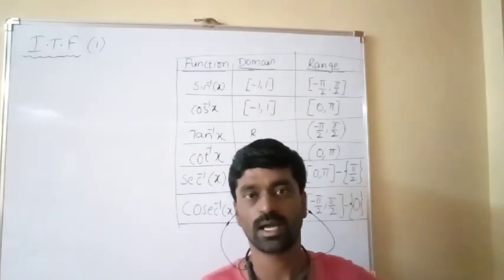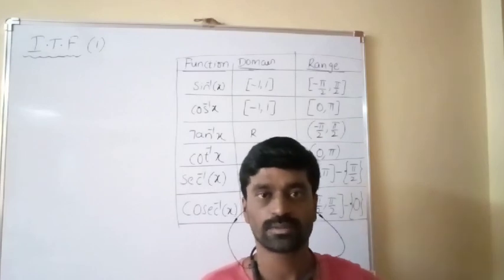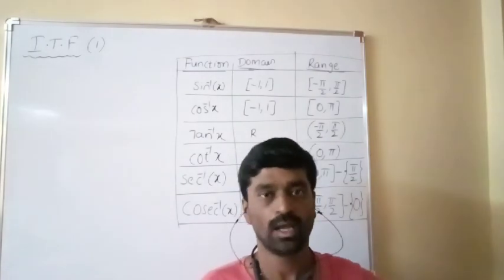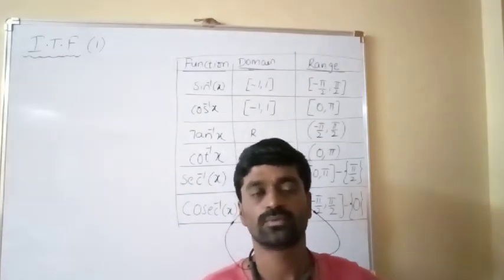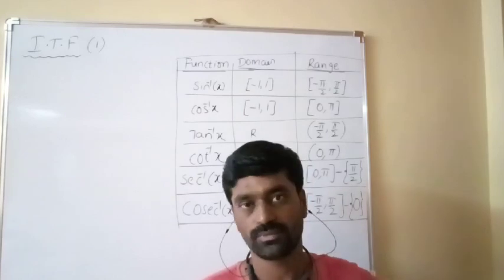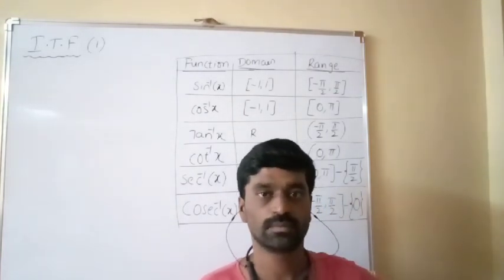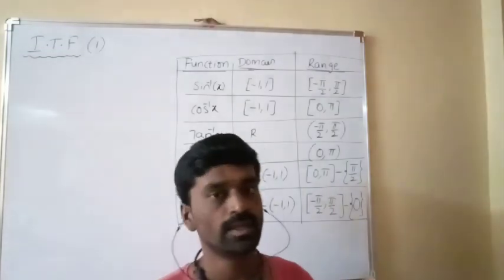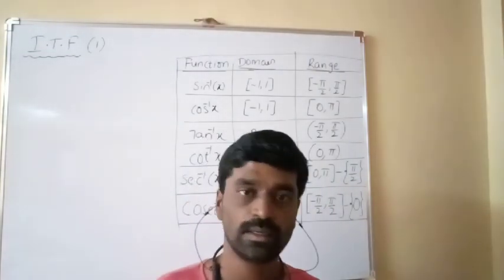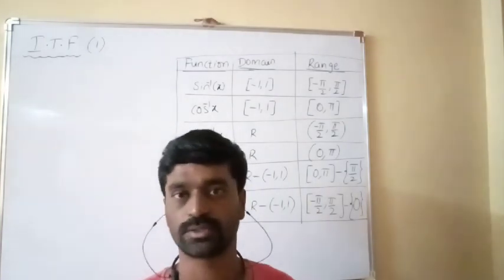So different elements have different images. That means no two different elements in the domain of the function have the same image. Okay, next, onto function. Simple definition: codomain is equal to range of the function. That means every element in the codomain has at least one preimage in the domain. So then only the function is an onto function.